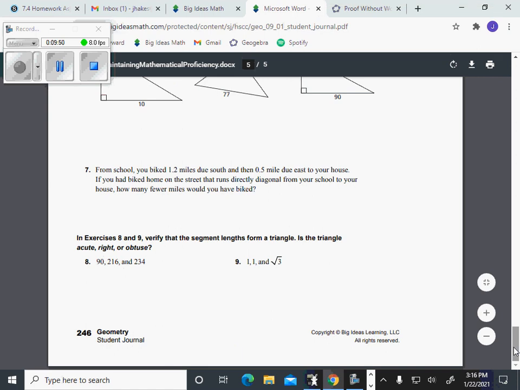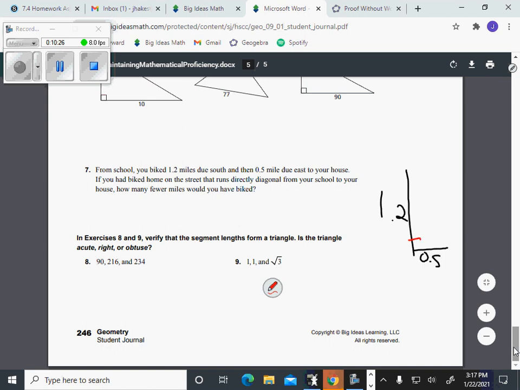Down here, from school, you biked 1.2 miles due south. So you biked 1.2 miles down south. And then 0.5 miles due east. Okay. If you had biked home on a street that runs directly diagonal from your school to your house, how many fewer miles would you have biked?